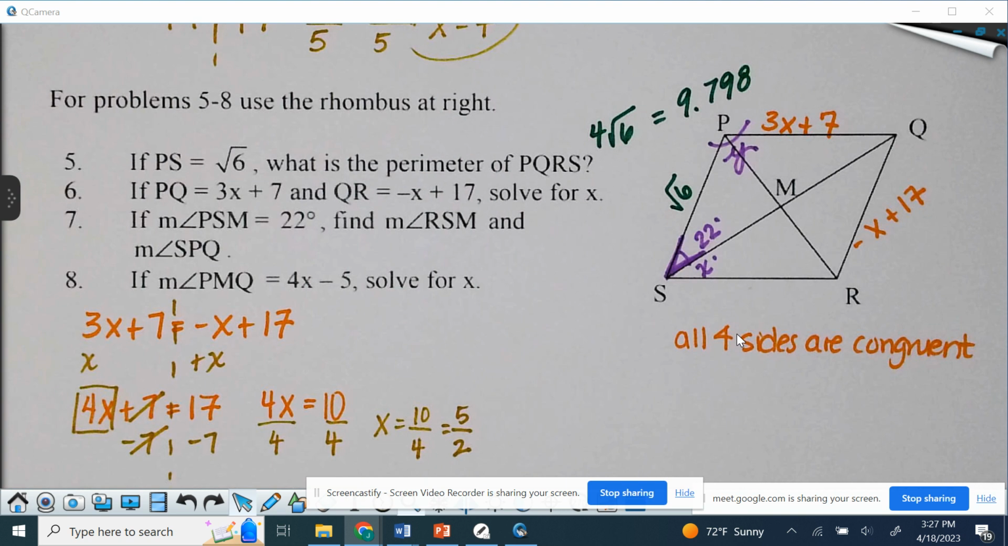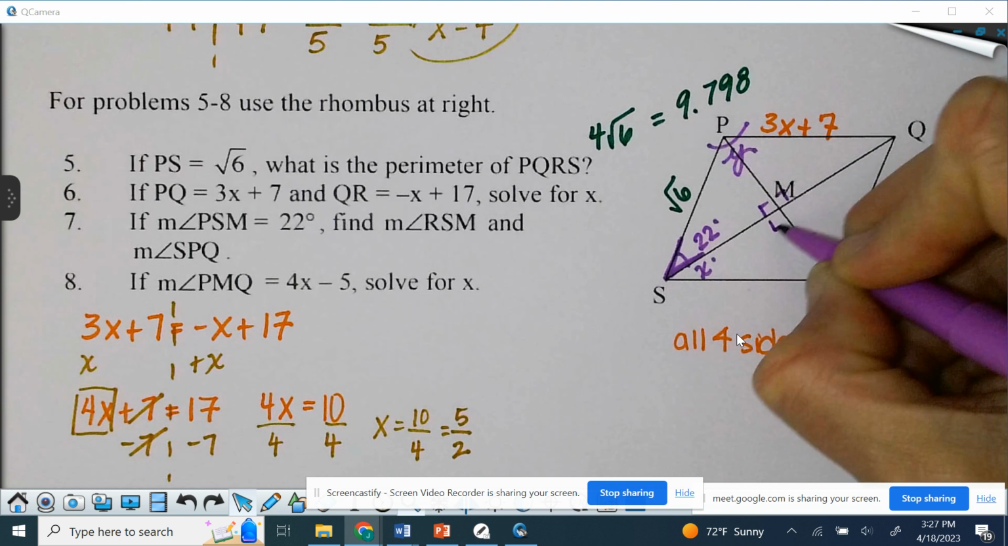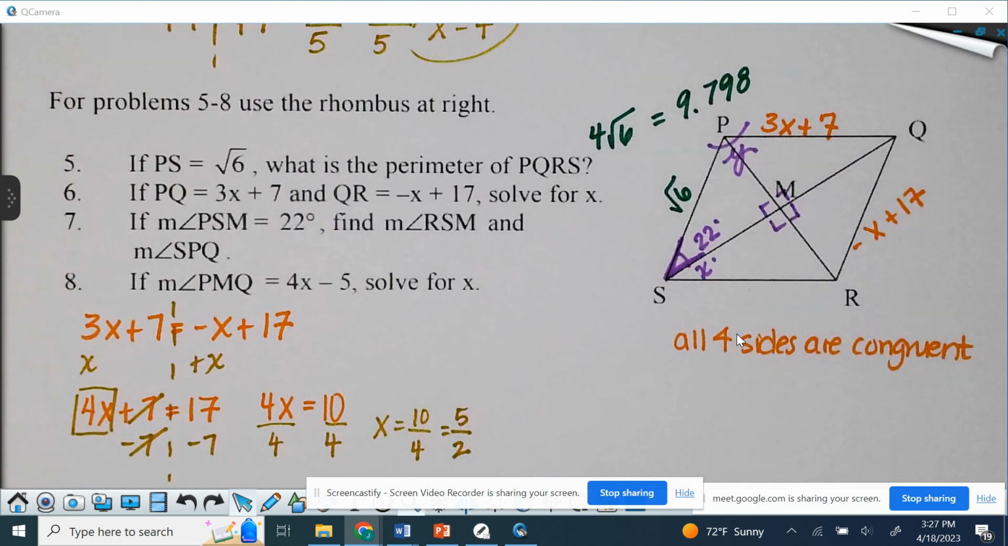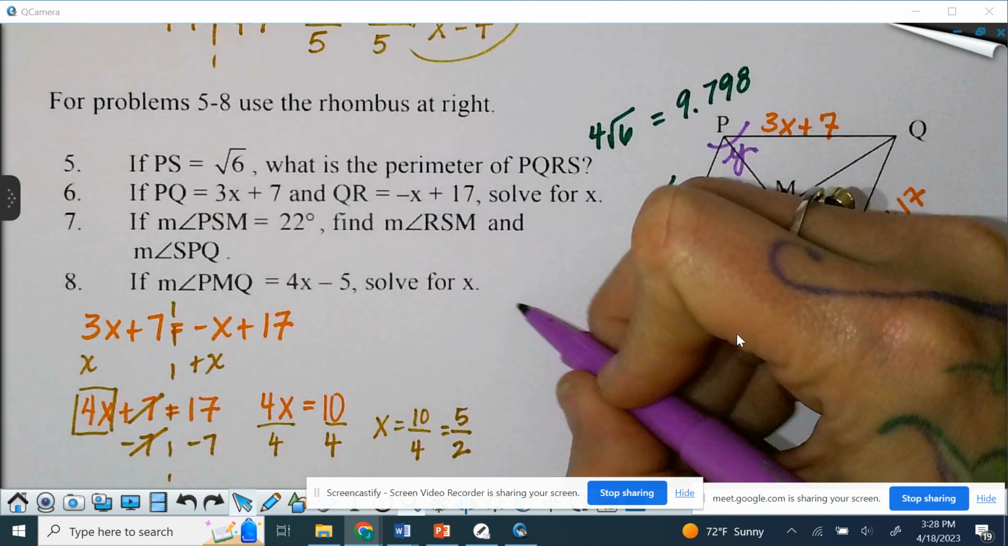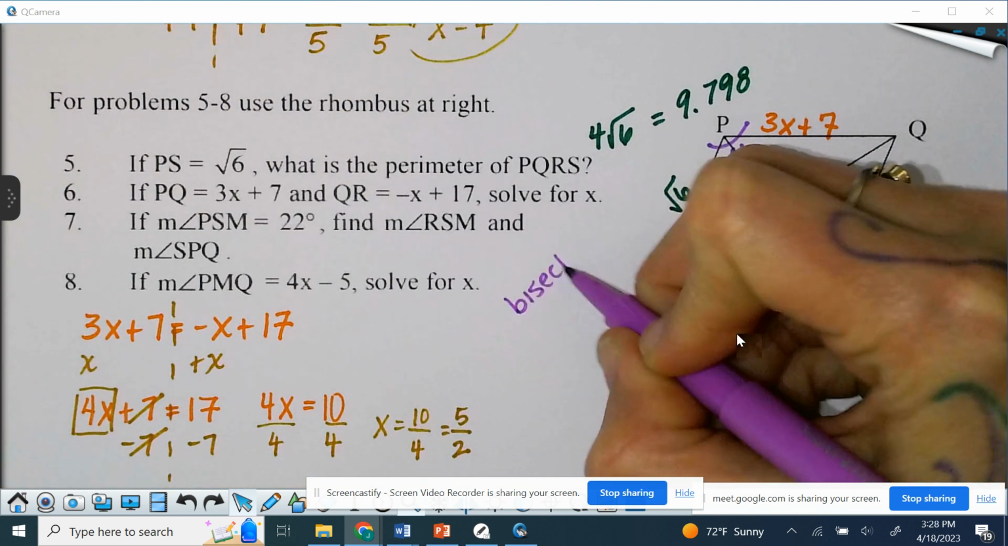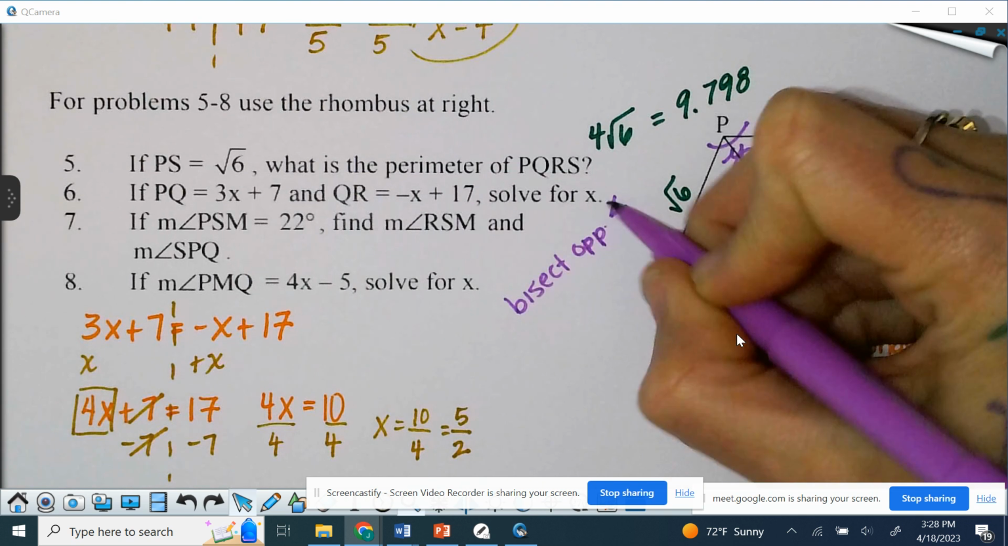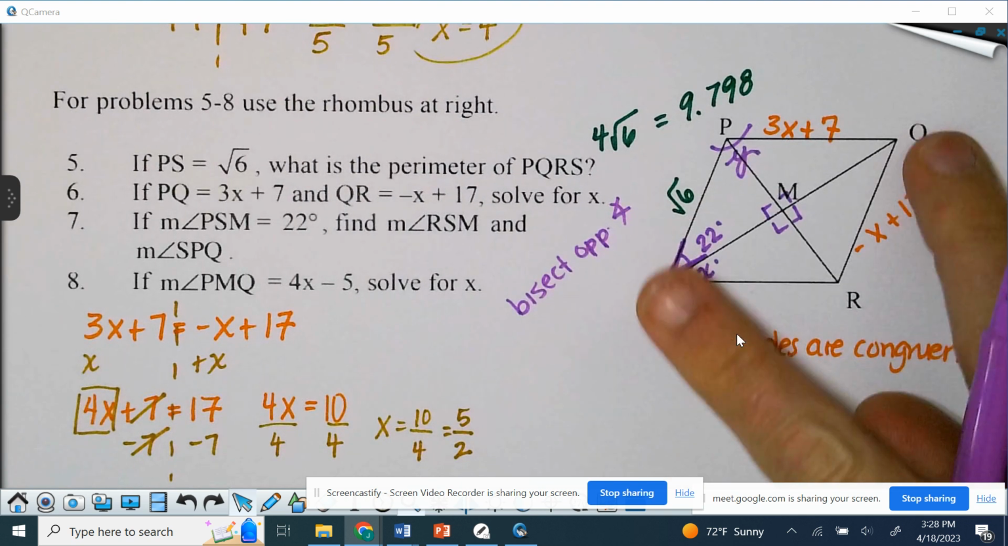Diagonals of a rhombus. What do you know about diagonals of a rhombus other than they bisect each other because it is a parallelogram? They also bisect at 90 degrees. So these guys are 90 degrees, which is not pertinent to this question, but just another one of your rules about diagonals as far as angles are concerned. And then they bisect opposite angles, opposite being like Q and S, and then P and R.